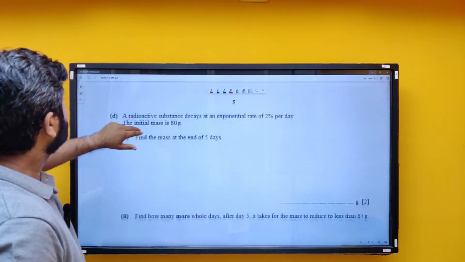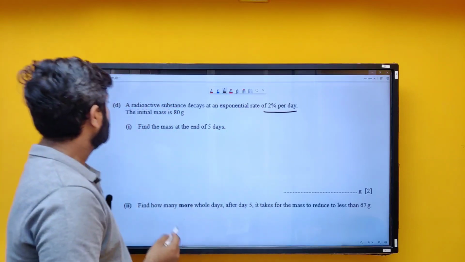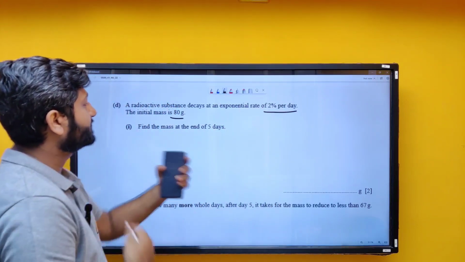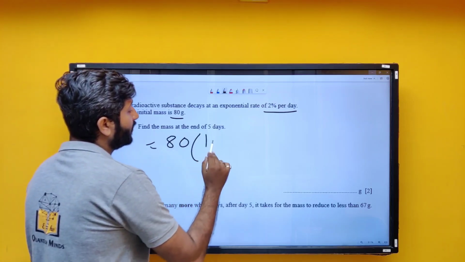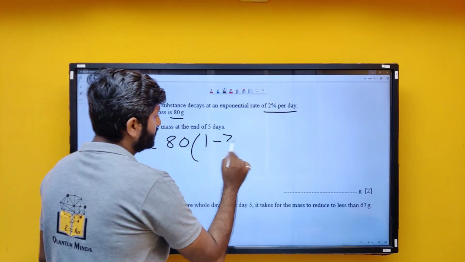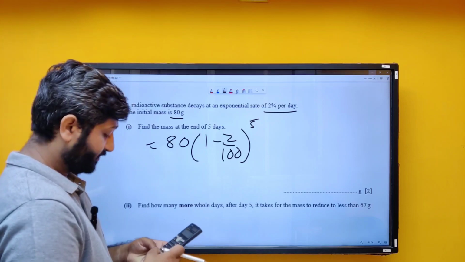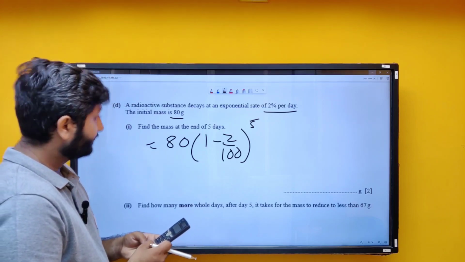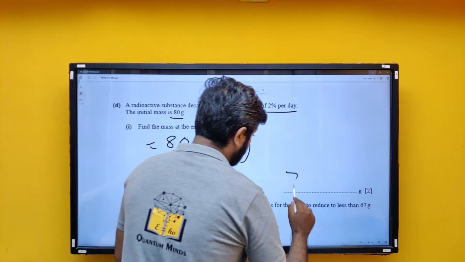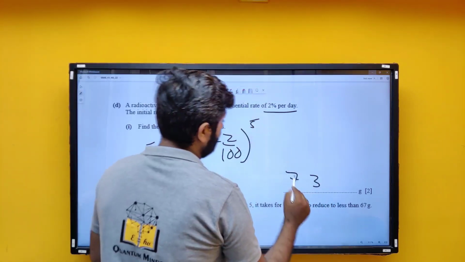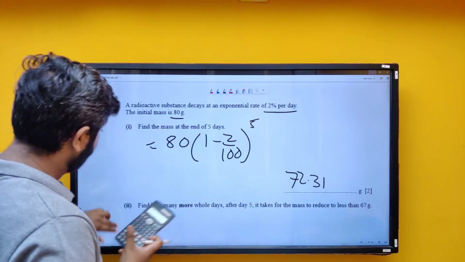Next, a radioactive substance decays exponentially at a rate of 2% per day. The initial mass is 80 grams. Find the mass at the end of 5 days. So it is decaying, which means 80 into 1 minus the rate, which is 2 upon 100, power 5. So 80 into 0.98 power 5 is 72.31 grams. This is the mass at the end of 5 days.